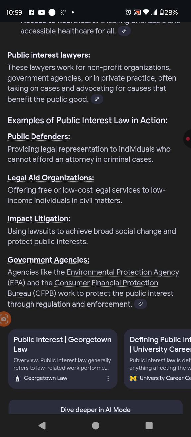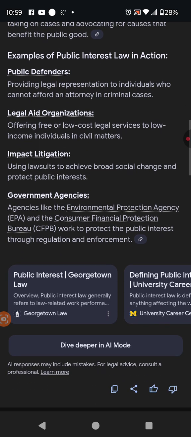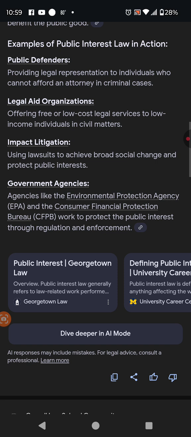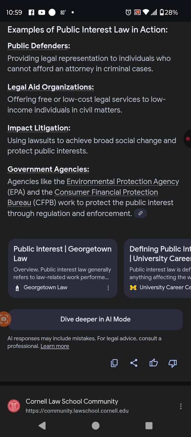Examples of public interest law in action: public defenders providing legal representation to individuals who cannot afford an attorney in criminal cases. But if you read the rules of professional conduct, due process, etc., you'll find you need legal representation in every court you go into, and you cannot afford that. So I always teach people, always put in a fee waiver to waive court costs, court fees, filing expenses, etc. Okay, legal aid organizations offering free or low-cost legal services to low-income individuals.